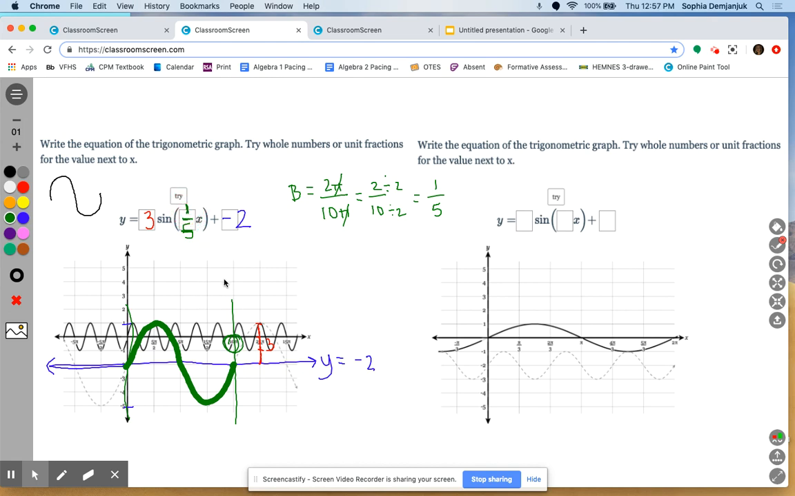We can do that again with our next example. So I'm going to start by finding the midline. I have a max point of -1, a midpoint of -3. My midline's right between that at -2. So at the end of my equation, I'm going to put -2. I'm going to look for the amplitude going from the midline to the maximum is 1 unit. So I can put that right there.